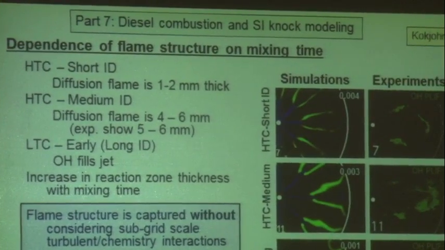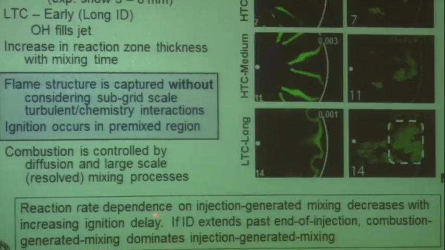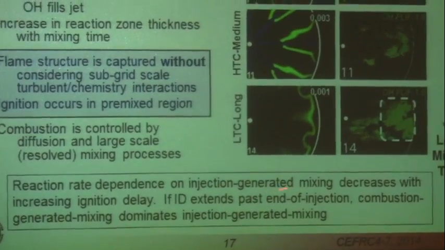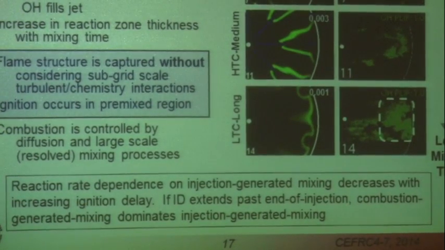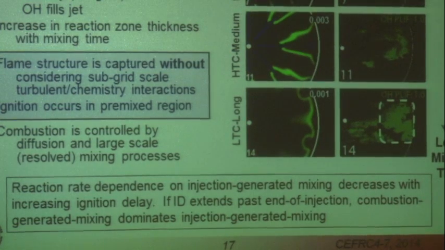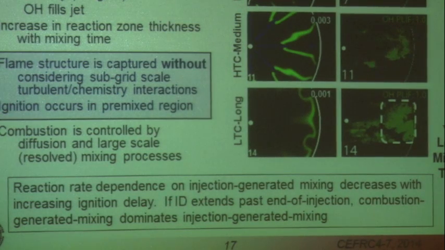The other thing that these results show is that the dependence on chemistry is such that the injection-generated mixing will, of course, decrease as you increase the ignition delay, and the chemistry will become more and more important. But that's also allowed time for spreading of the fuel-air mixture in such a way that you have a more homogeneous mixture in the combustion chamber. So basically, the combustion-generated mixing will dominate the injection-generated mixing in this low-temperature combustion regime.